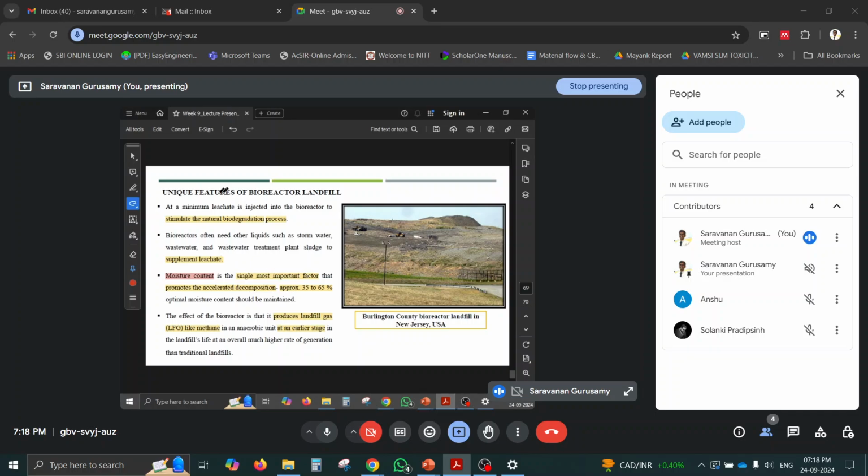These are the unique features of bioreactors that simulate the natural biodegradation process, because we are supplying air and supplementing leachate as a source of moisture. Moisture content is the single most important factor to accelerate decomposition, and that moisture we are providing through leachate. Approximately 35 to 65% moisture will always be present in the landfill when we are recirculating the leachate. Landfill gas production will also be reduced if you are following aerobic conditions.